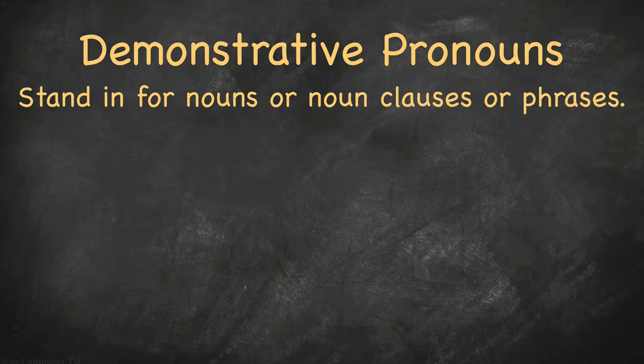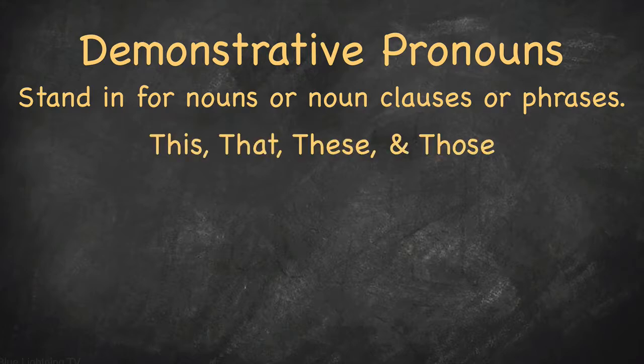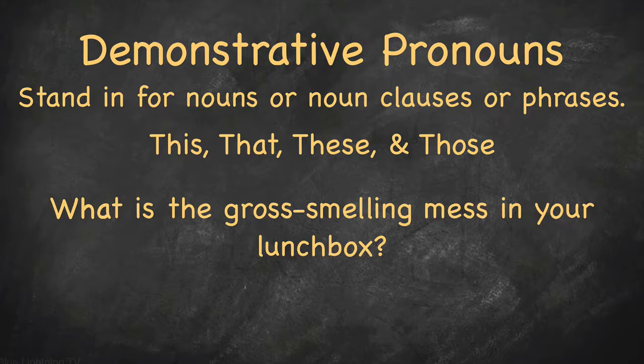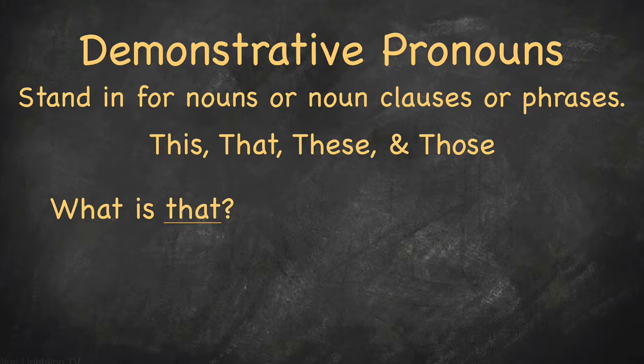Demonstrative pronouns stand for the noun or noun clauses or phrases that aren't really necessary in certain situations. This, that, these, those are the demonstrative pronouns, but they're also the demonstrative adjectives, which could be confusing, but more about that later. Most people who are asking, what is the gross smelling mess in your lunchbox, would be looking at the mess in person and would probably skip right past the gross smelling mess in your lunchbox part and replace it with that, saying, what is that, while pointing. You both would know what was meant.